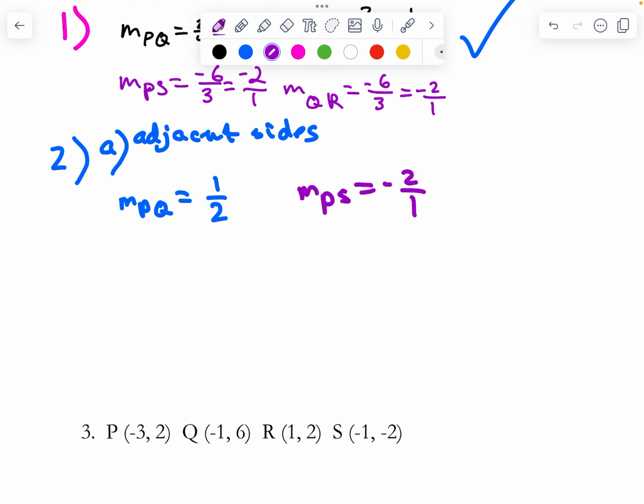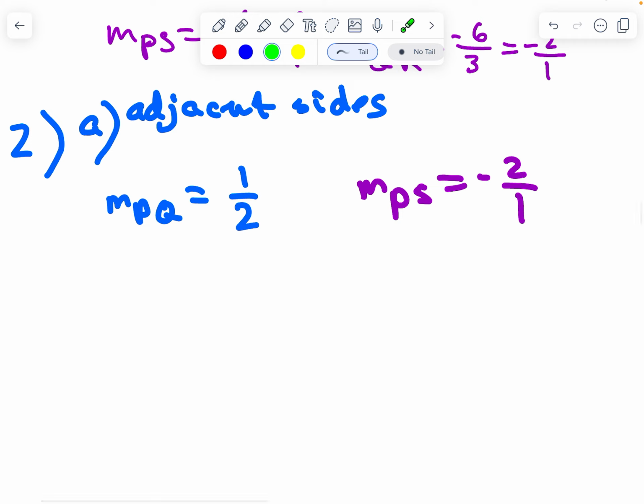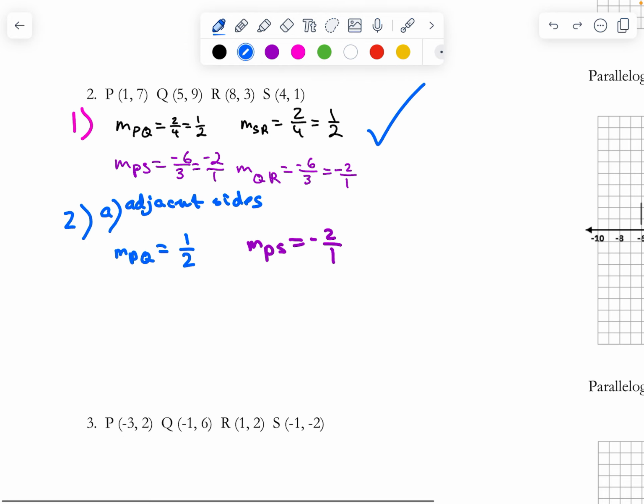Now remember, we know that things are perpendicular if they are opposite reciprocals, right? Opposite means that one of them is going to be positive, one of them is going to be negative, and they're flipped. So if we take 1 over 2, we're trying to find its perpendicular. We turn it negative, and then flip the 2 into 1, and that's exactly what we have. So that means these are perpendicular. So that means that adjacent sides are perpendicular.